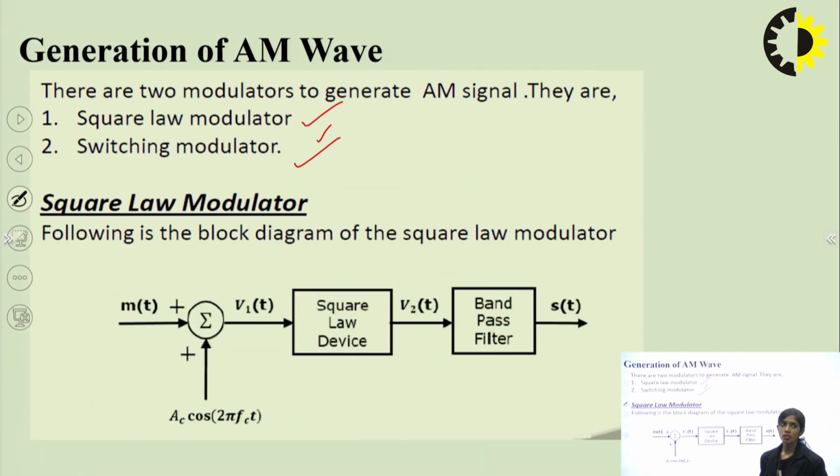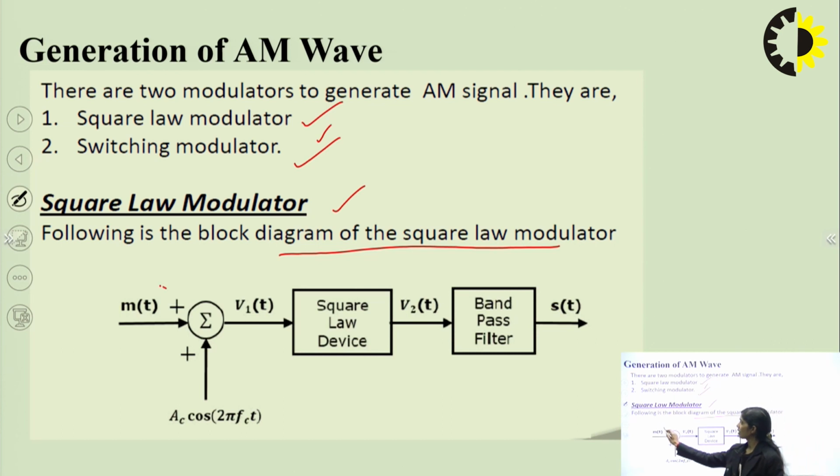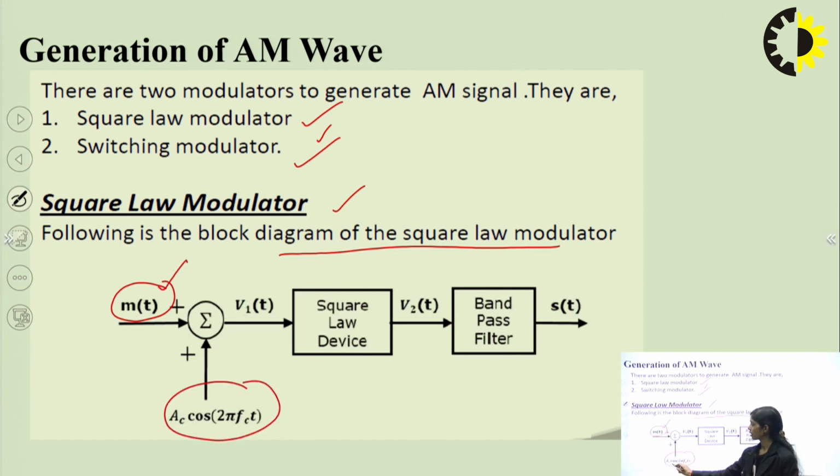The first method we are going to study is the square law modulator. As the name specifies, we are going to square the signal. We will make some arrangement of circuits by taking different types of electronic components. This basically shows the block diagram of the square law modulator. First of all, we have the message signal m(t), and we add this message signal to the carrier signal input, that is AC cos of 2 pi fc t, and by summing this we obtain one output, V1(t).